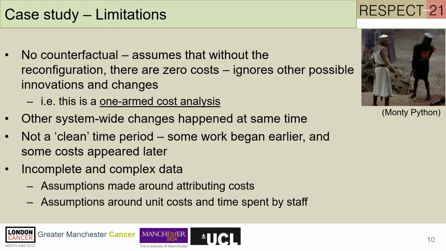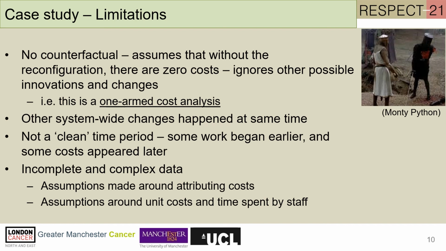So there are various limitations in this case study. The main glaring one is that there's no counterfactual. So this is a one-armed cost analysis. What this means is that we take the results at face value. They're implying that without the reconfiguration, there are no costs of other possible innovations or changes that could have happened if we hadn't done this particular reconfiguration. But this is unlikely to be true. Equally, though, there's not a lot we can do about it, as it would be difficult to estimate costs for a different reconfiguration that didn't happen. So this is a limitation.